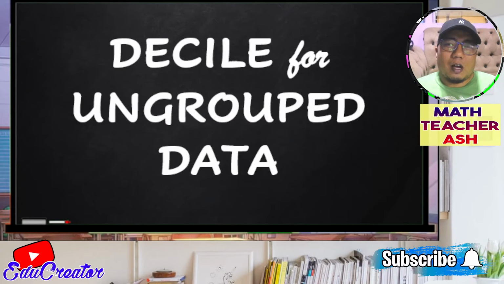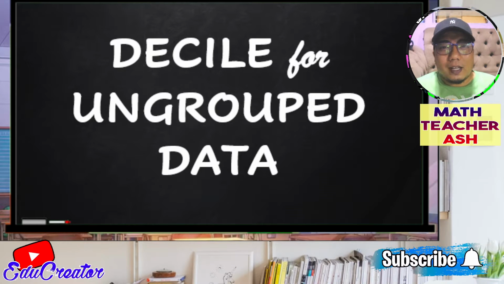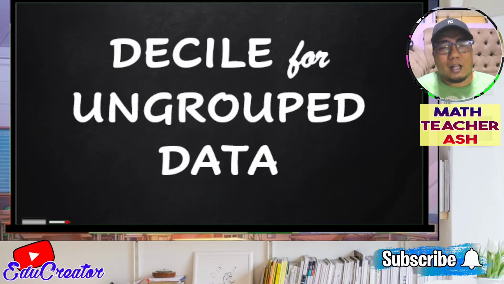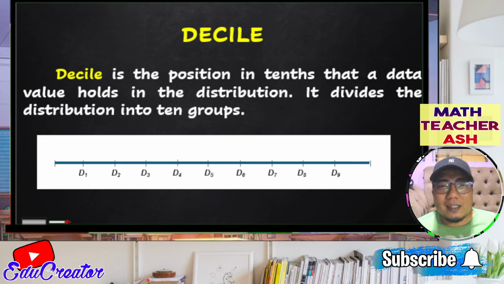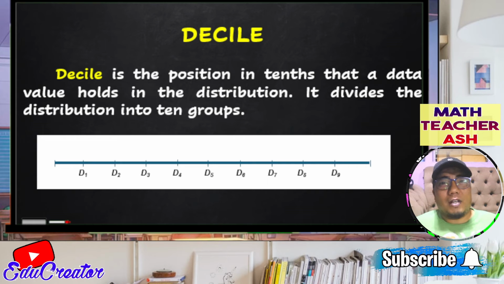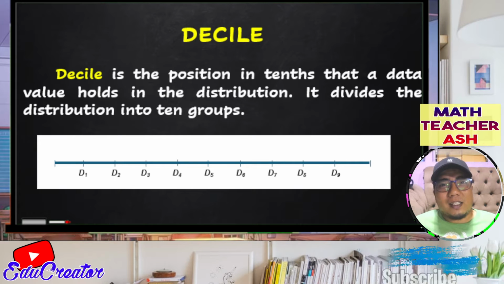So first, let's talk about the decile for ungrouped data. What you have learned on the terminologies on quartiles for ungrouped data, you can still apply it in our deciles for ungrouped data. So of course, ungrouped data are raw data, and the decile is the position in tens that a data value holds in the distribution. If we compare what we have learned in quartiles versus deciles, the only difference is that the quartile is divided into 4 parts, while the decile, from the word deci, means 10, is divided into 10 parts.